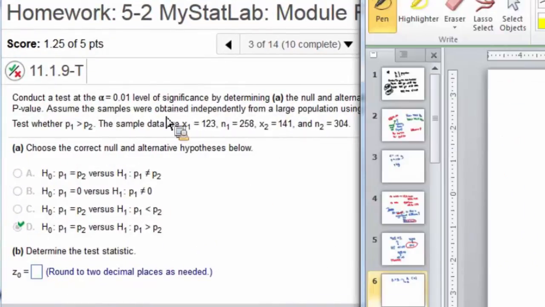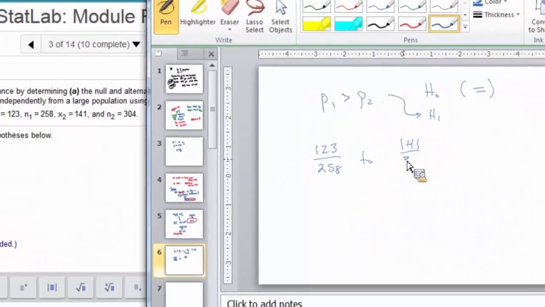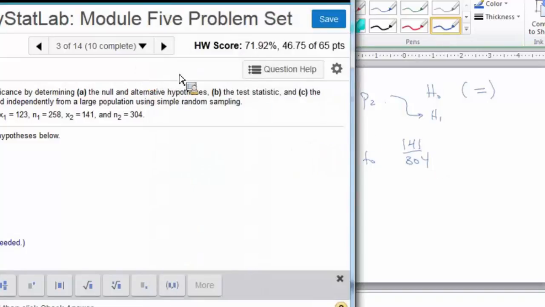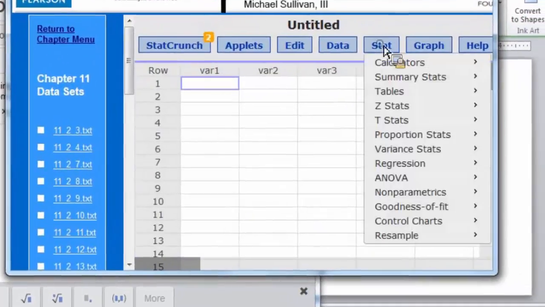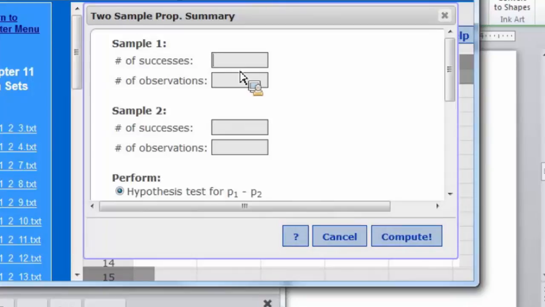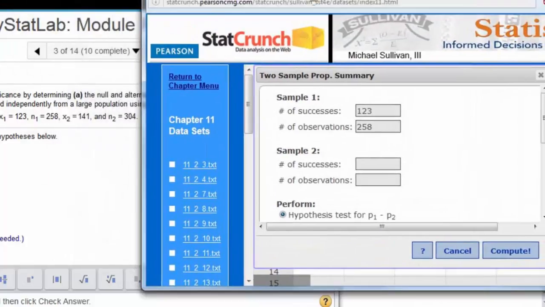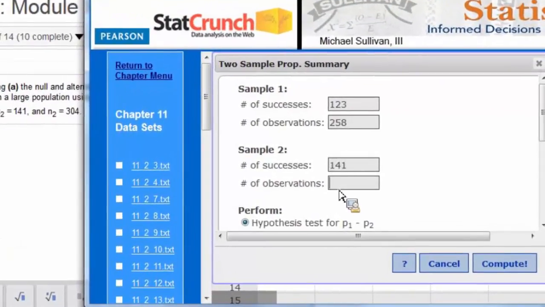Well, this is just like the other problem we did with Oregon and North Carolina liking dark chocolate. We're comparing 123 out of 258 to 141 out of 304. And we can use StatCrunch. Okay, so Stat, Proportions, Two sample, With summary. The first one is 123 out of 258. The second one is 141 out of 304. And we want the test statistic.